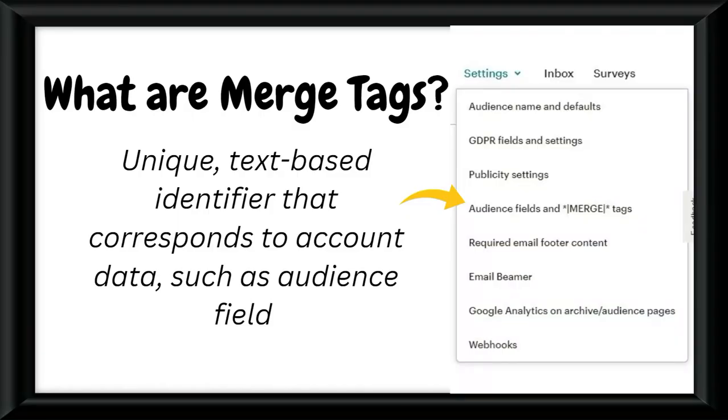So you're scrolling through Mailchimp and come across merge tags. You might be wondering, what are merge tags? Merge tags are a unique text-based identifier that corresponds to account data, such as audience field. They help make emails more personal and help you target your desired audience.